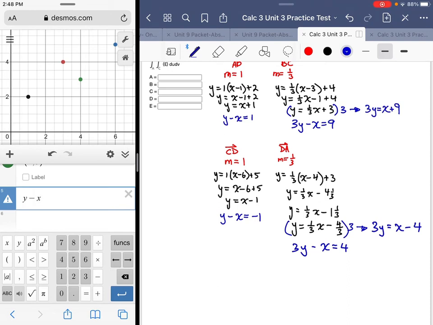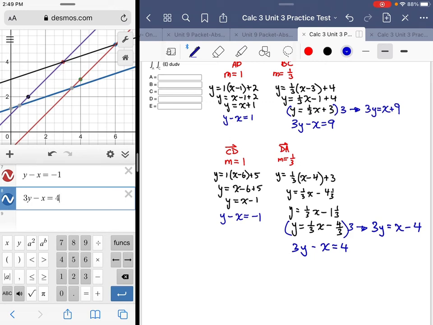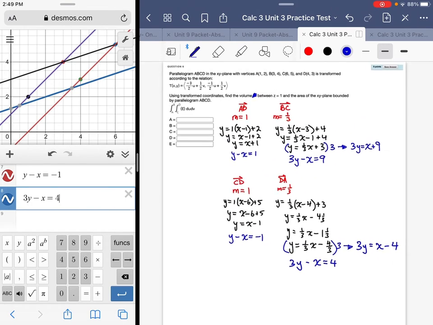So y minus x equals 1. All right, that's a good fit. 3y minus x equals 9. Also a good fit. y minus x equals -1. 3y minus x, oops, equals 4. All right, so that one's off. Okay, I messed something up here.